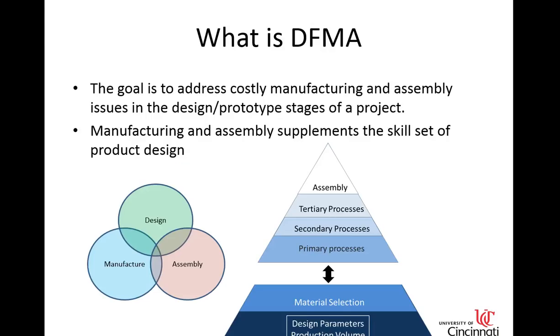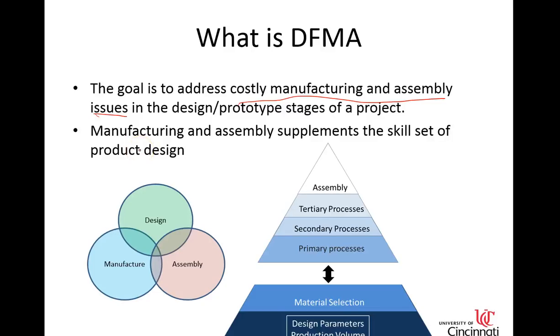So the goal is to address the costly manufacturing and assembly issues in the design prototype stages of a project. Back in that early part of the project, the most expensive part, that 70% is when you're trying to understand where the manufacturing issues are going to come from. So if you can reduce the amount of costs established early, that means you reduce all the costs through the manufacturing process for the life of the product.